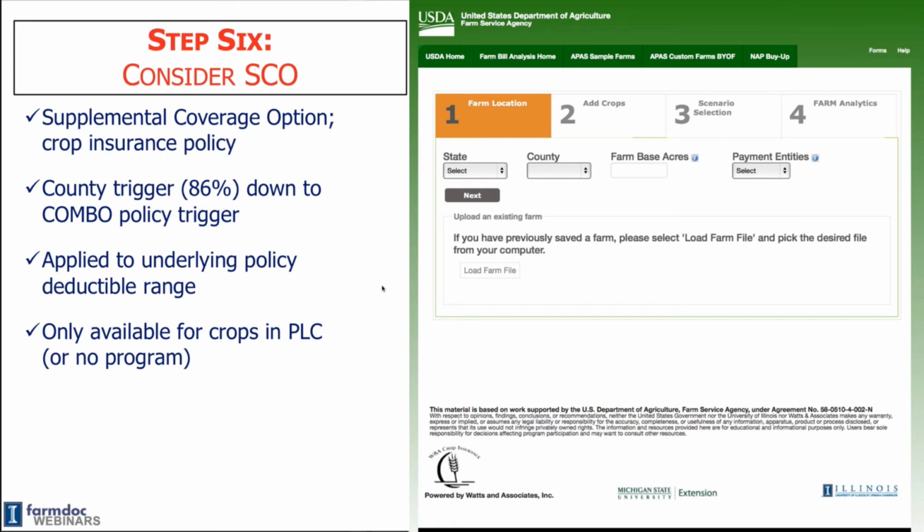So if you're enrolled in a group product, ARP, you're not eligible for this. You have to be in RP, YP, or RP with exclusion. So let's say you're buying RP at 85, or let's say RP at 80%. SCO would provide protection from 86% down to 80%, and that SCO would pay in that range. Here's the kicker. It's based on county revenue, not farm revenue. So it's the county that would trigger those payments only. It isn't on those individual farms.